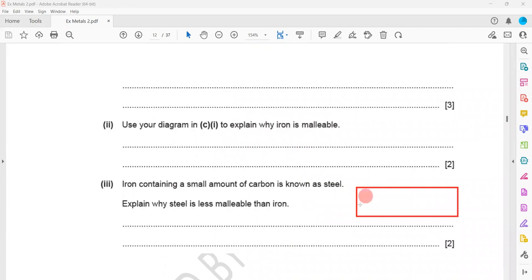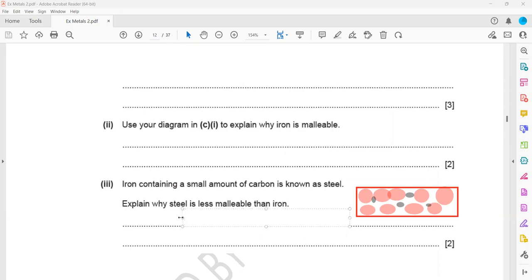If I draw the structure of an alloy, steel contains carbon and iron. So the lattice of positive ions, and there are impurities as well, like other atoms between the lattice. As a result, what will happen now? The layers cannot slide over each other. So particles of different sizes are there in the lattice, and the layers cannot slide over each other. That's why it is hard, or less malleable.